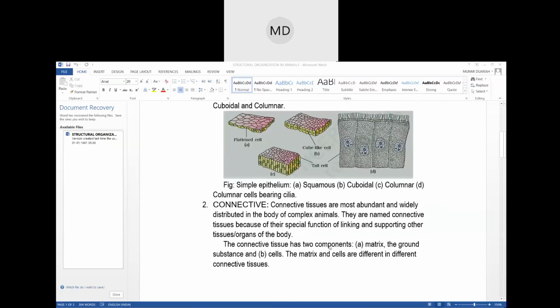Okay, next type of tissue is connective tissue. This one also I discussed a little bit last class.